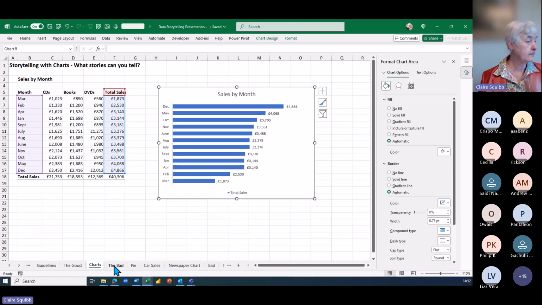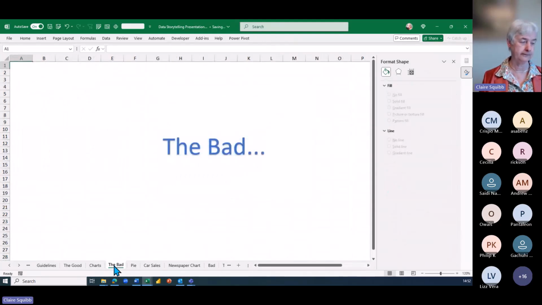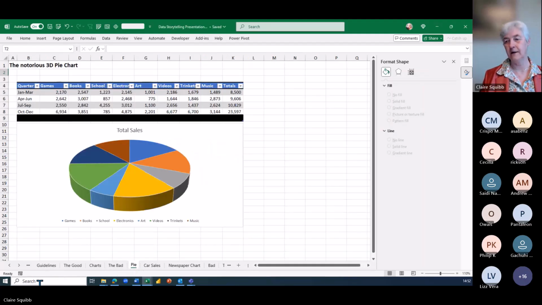So moving on, I would like to talk to you about bad charts, things to avoid. The notorious 3D pie chart. Okay, now this verges on the ugly. This verges on the misleading charts. So there are charts which are so bad that they're actually giving you the wrong impression. And this is more or less it.